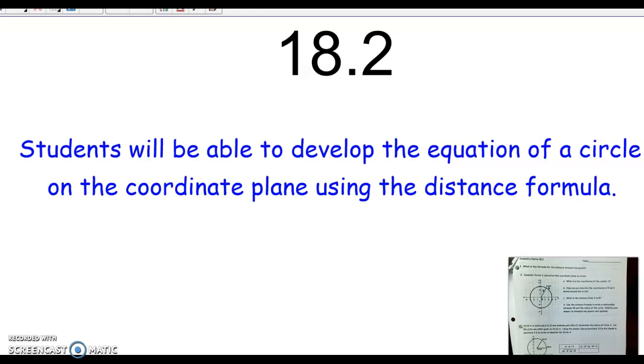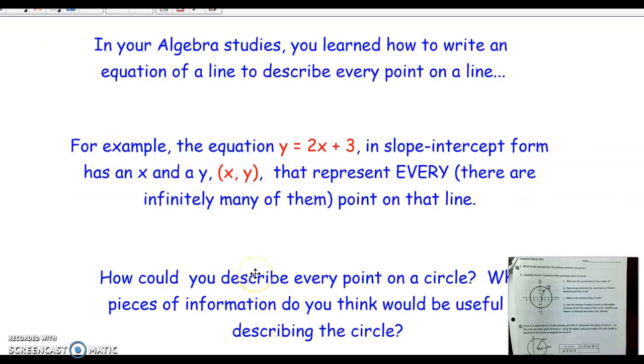In this second block of topic 18, we're going to learn the equation of a circle, and we're going to develop it using the distance formula. So just like in algebra, you studied how to write the equation of a line, we're going to learn how to write the equation of a circle.